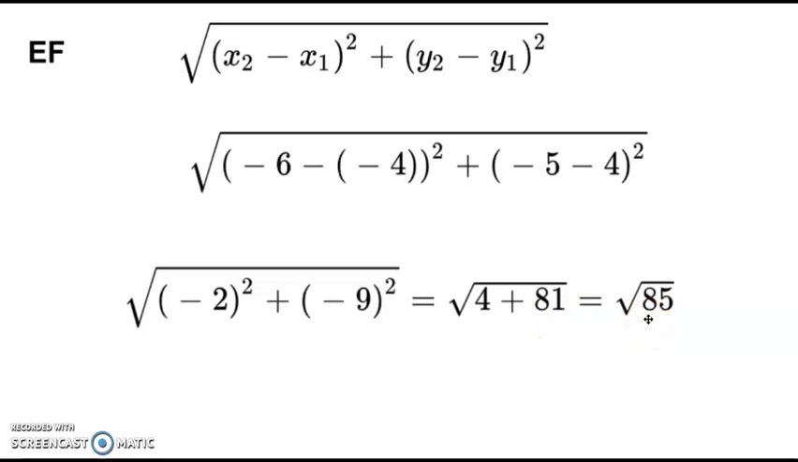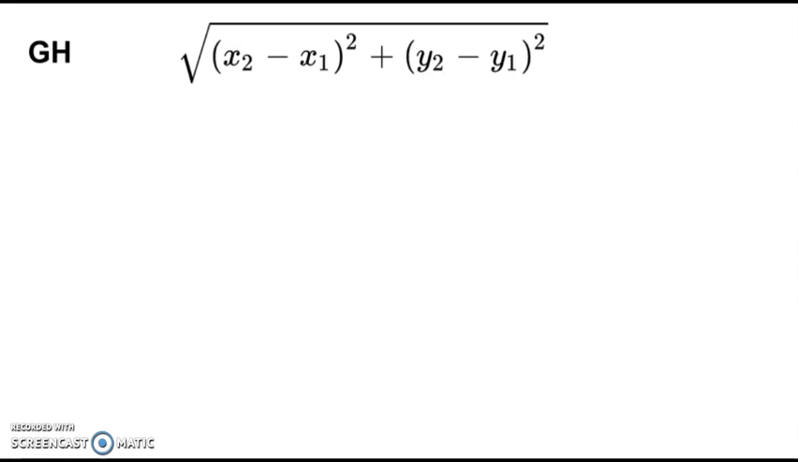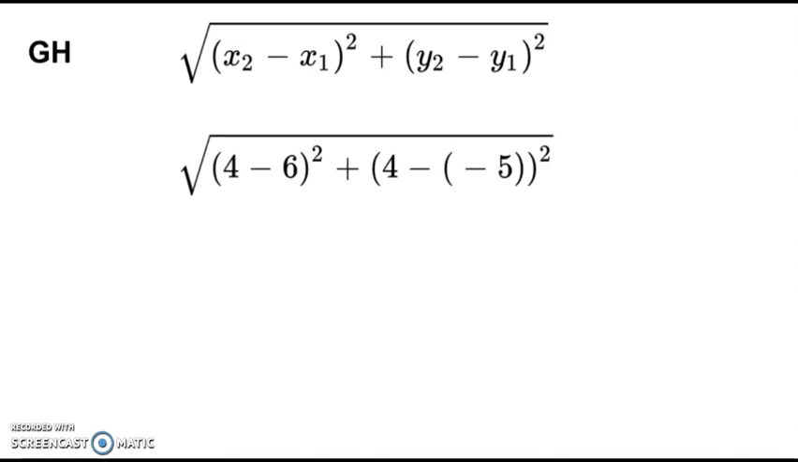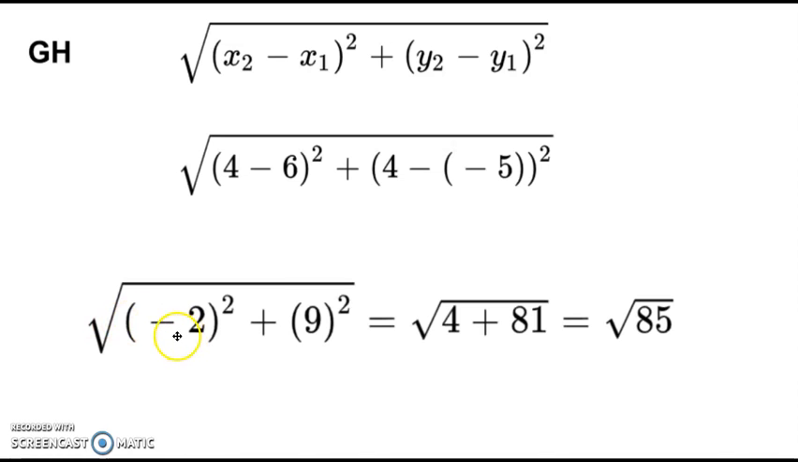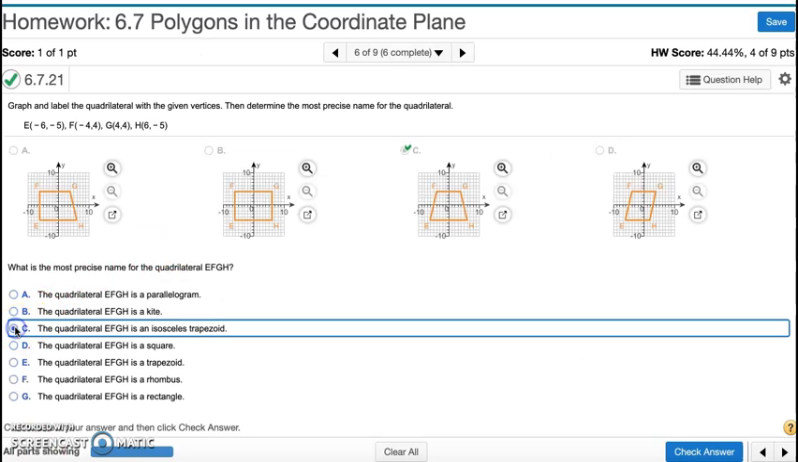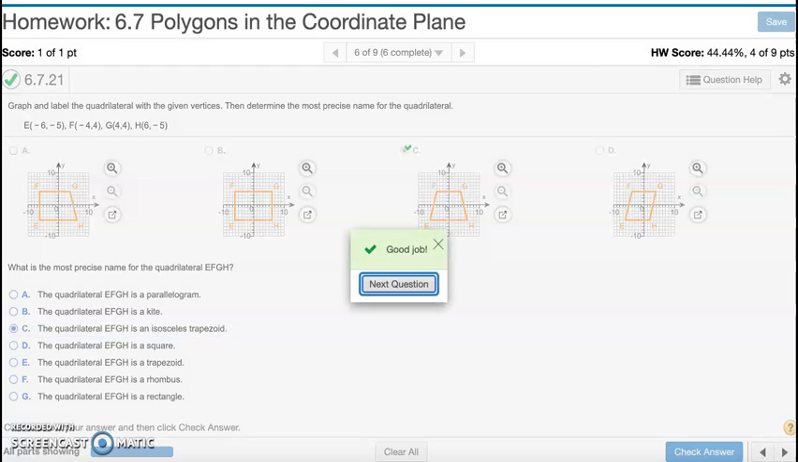Now let's see if GH has the same length. If it does, this is an isosceles trapezoid. So substitute the coordinates of G and H in. Simplifying that gives me -2 squared plus 9 squared, which is the square root of 4 plus 81, which is the square root of 85. The lengths are the same, so this is an isosceles trapezoid. So let's choose that. I'm going to choose C, and that's number 6.